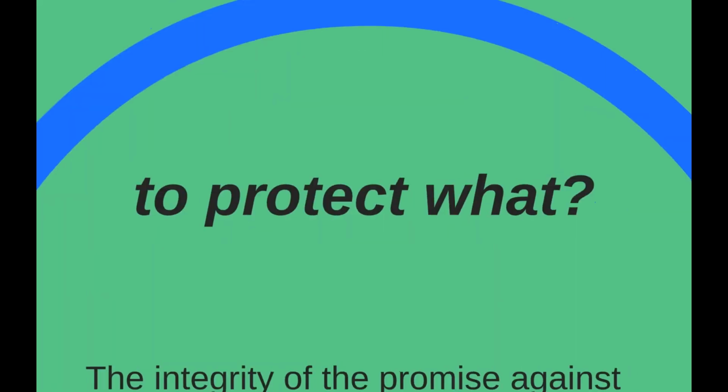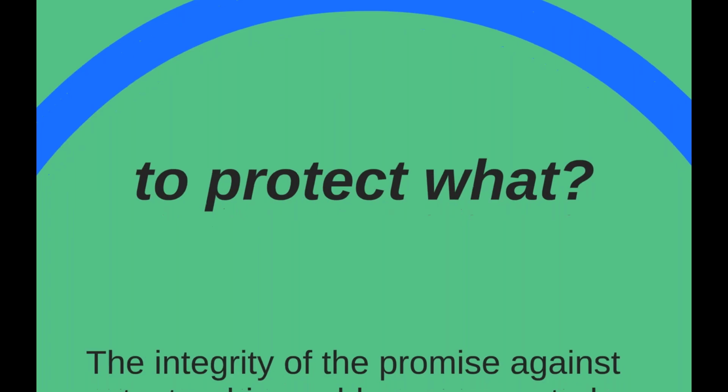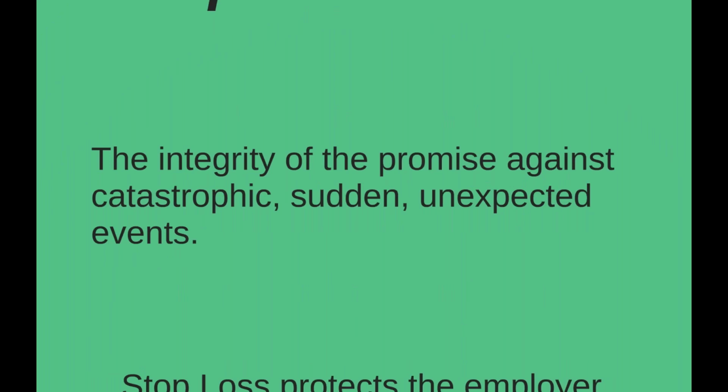So when we're talking about stop loss or large amount pooling, we're talking about protecting what? What are we using stop loss for? And it's interesting, a lot of people think it's there to protect the insurance company, but it's really not. It's there to protect the integrity of the promise against catastrophic, sudden, unexpected events. So stop loss or large amount pooling is used to protect the integrity of the promise that the employer is making to the employee against catastrophic, sudden, unexpected events.